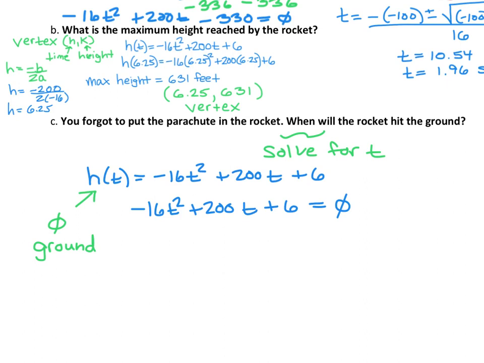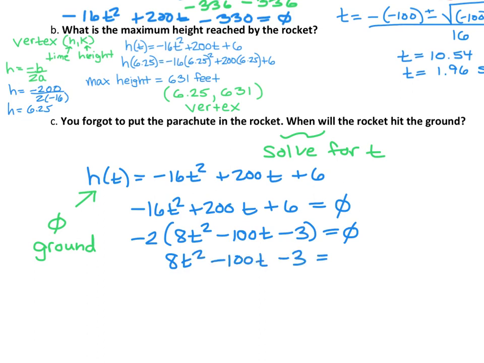As we did before, we factored out what we could just to make our numbers a little bit simpler. And I'm going to factor out a negative 2 again. So this will turn back into positive 8t squared. This will be negative 100t. And this will be negative 3 equals 0. Now, if you didn't factor out that negative 2, that's fine too. You're just going to use the quadratic formula with bigger numbers. It's a little bit more unwieldy, but you'll get the same answer. So right here, I'm going to divide both sides by negative 2. So I've got 8t squared minus 100t minus 3 equals 0.